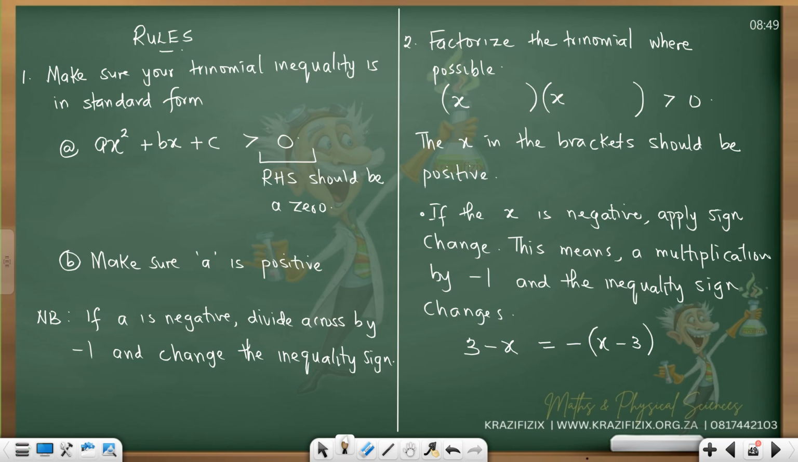The x is now what? Positive. That is my aim. It makes it a lot easier when your x is positive, and the best way to do it is to apply sign change. We'll do a few questions on this, don't worry. Are we done writing?